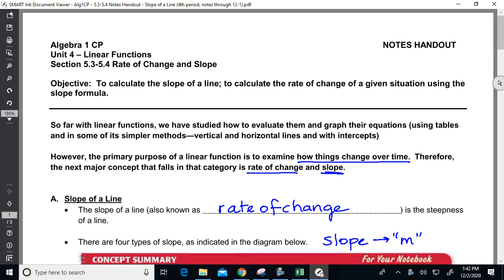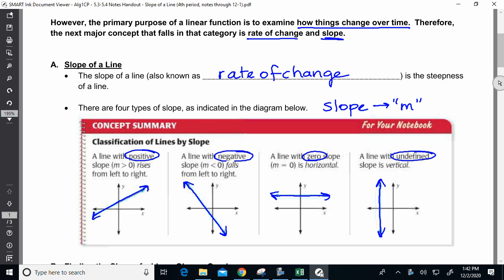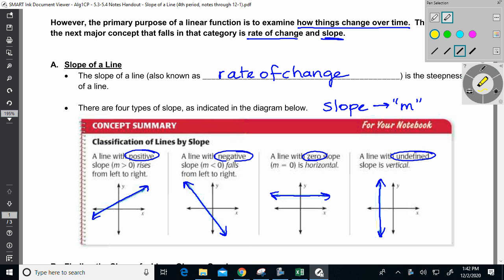So yesterday we looked at how to calculate the slope of a line. Remember, slope is also known as rate of change, and it is represented by the letter m.